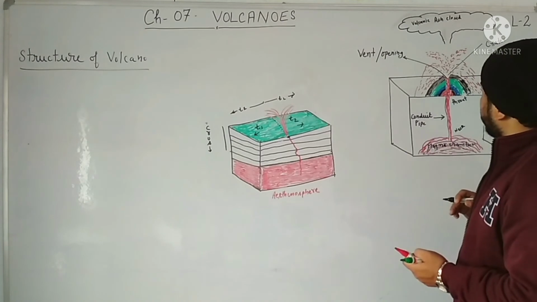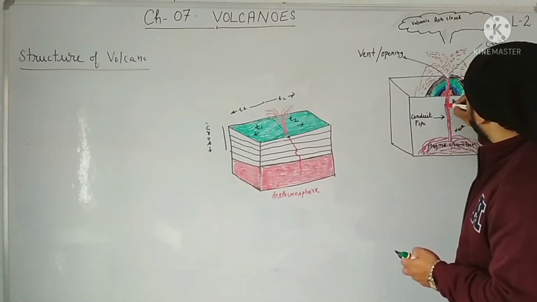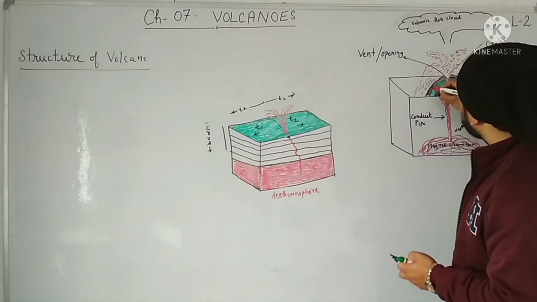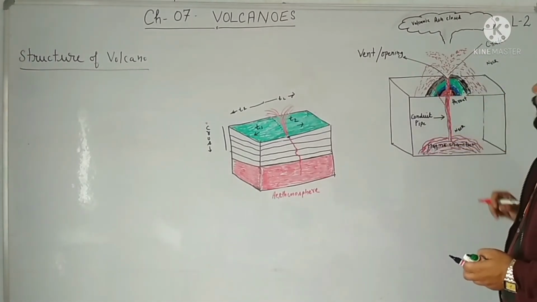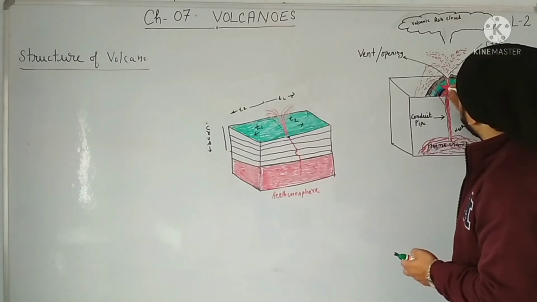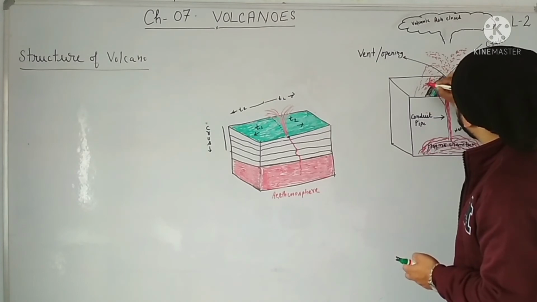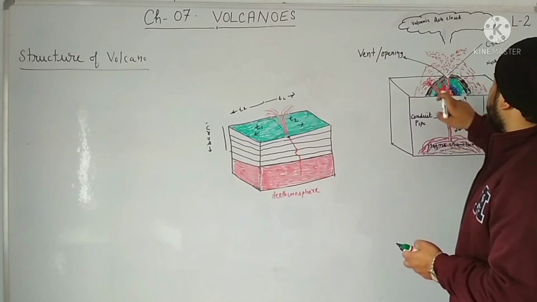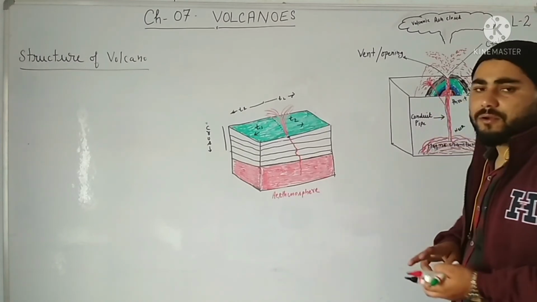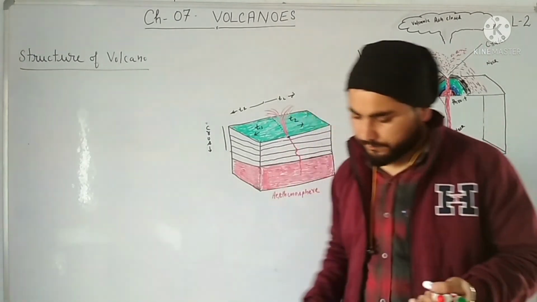And suppose this magma finds another way here like this, another crack, and tries to come out from here, from this part of the cone, then what will happen? This will be like this. A second volcano will be obtained from here, and this region will be called parasitic cone. Clear?